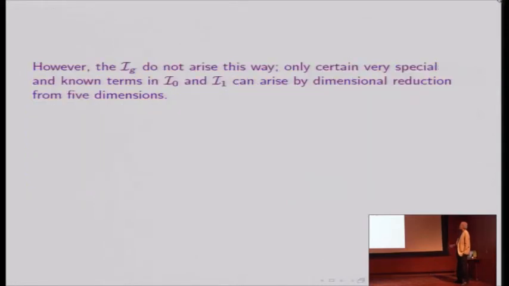But the I_g do not arise from 5 dimensions by classical dimensional reduction. There are a couple of exceptional contributions to I_0 and I_1, which can arise that way, but actually those contributions are known. We know barely enough about M theory to know them. And otherwise, the I_g cannot arise by dimensional reduction from 5 dimensions.